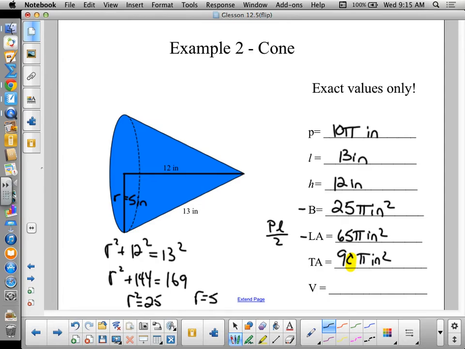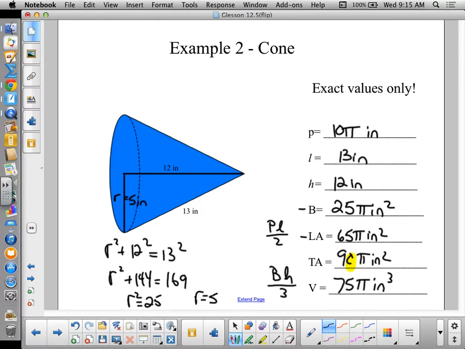My volume, that's the new one. Again, base area times height divided by 3. Most people forget the divided by 3. They just do base area times height like they do with prisms. So 25 pi times 12 divided by 3 is going to be 75 pi inches cubed.